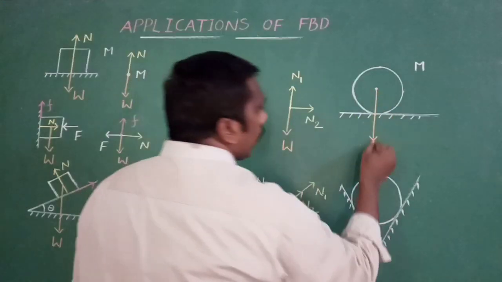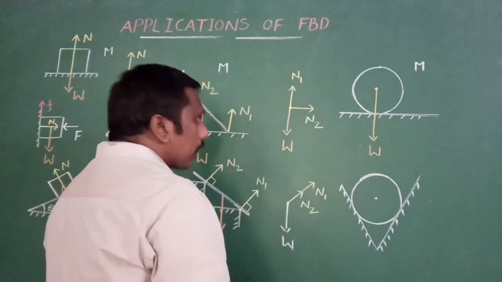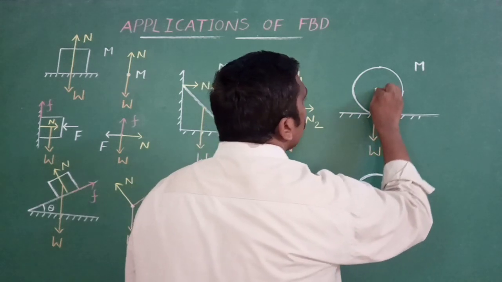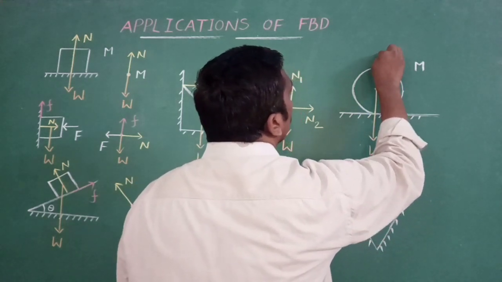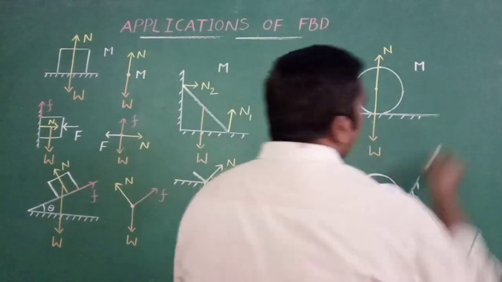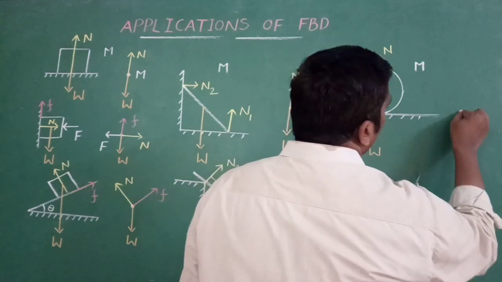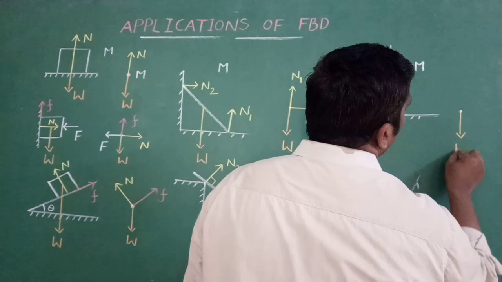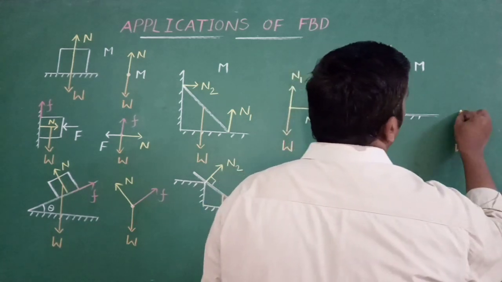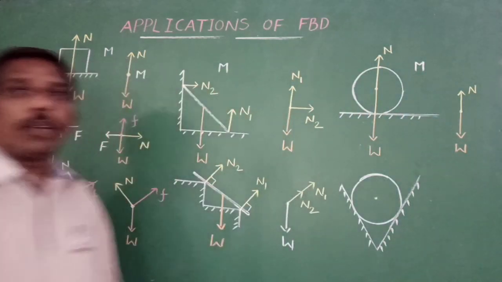So, from the center of the sphere, weight W acts vertically downward, and the normal reaction acts from the contact surface, in the upward direction like this. This is the normal reaction. You draw the free body diagram for this one. Only two forces are acting. One is this weight in the downward direction, and another one is the normal reaction acting vertically upward. These are the free body diagrams.